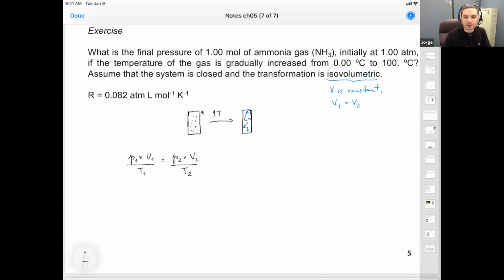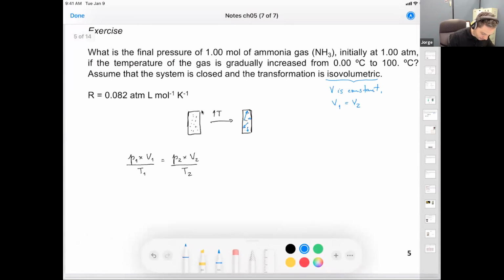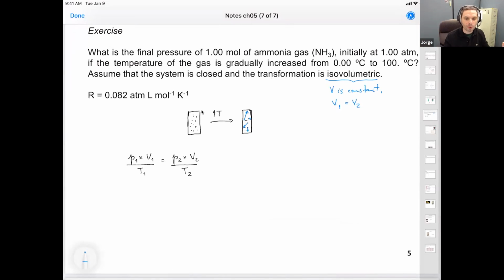In this case, the transformation is isovolumetric, which means V1 equals V2. If we have the same thing showing up on both sides of the equation, you can cancel. You are going to end up with initial pressure over initial temperature equals final pressure over final temperature. Now, we are going to replace pressure and temperature by the values, and let's see where we will end up.